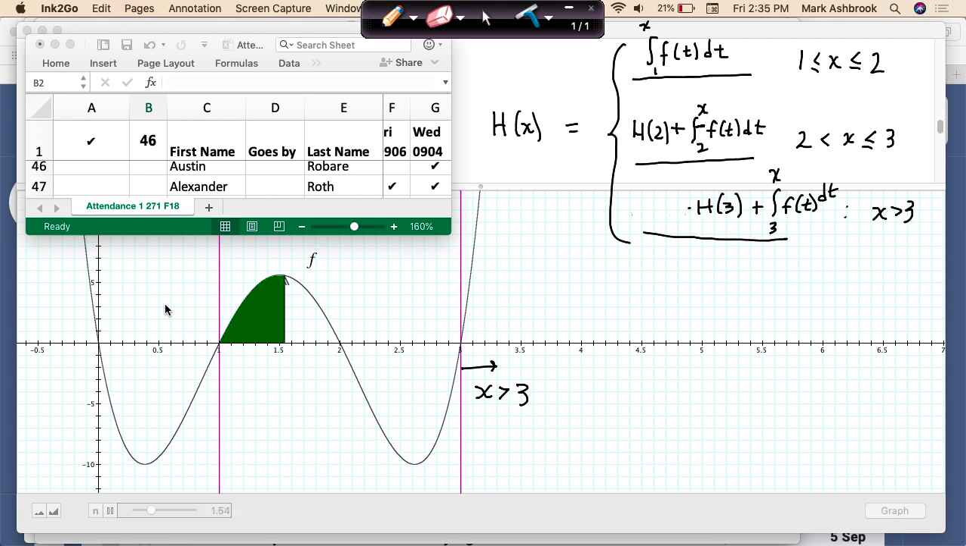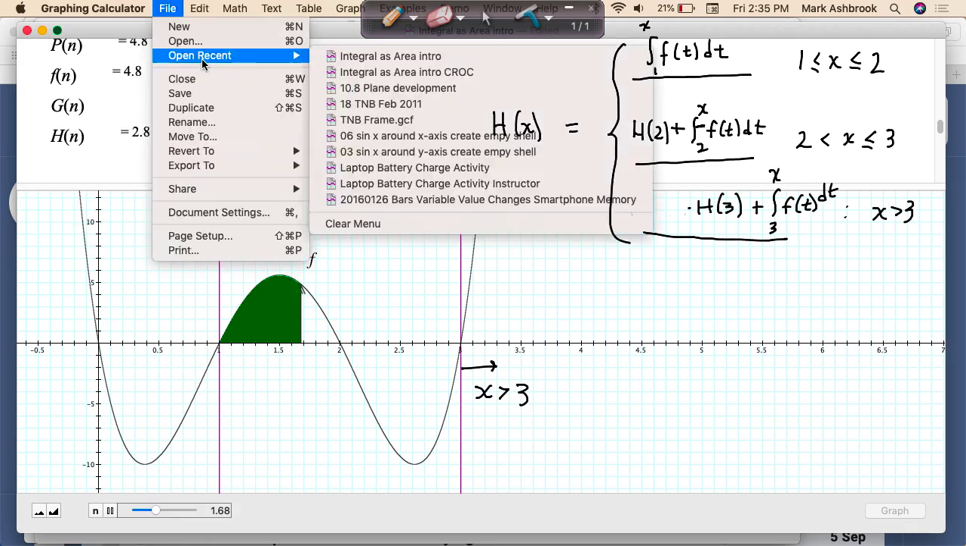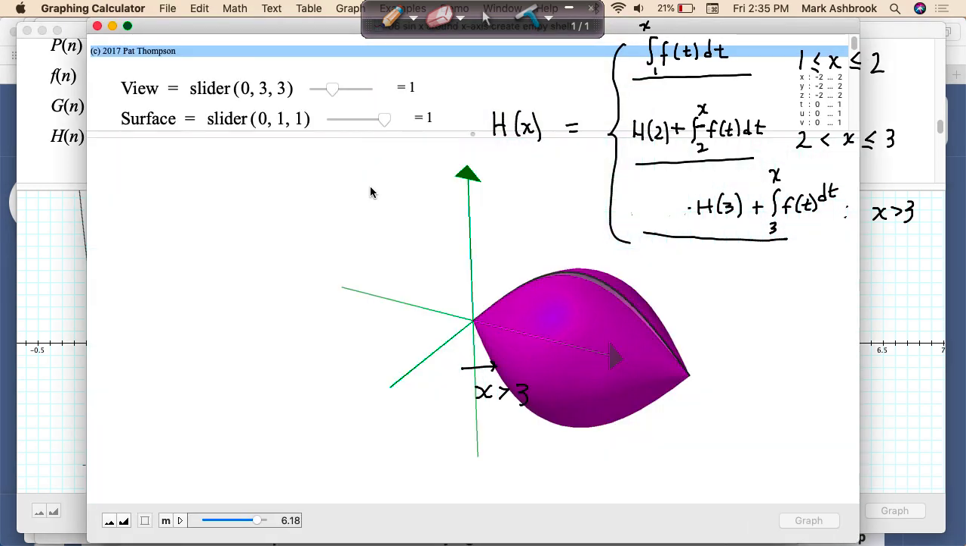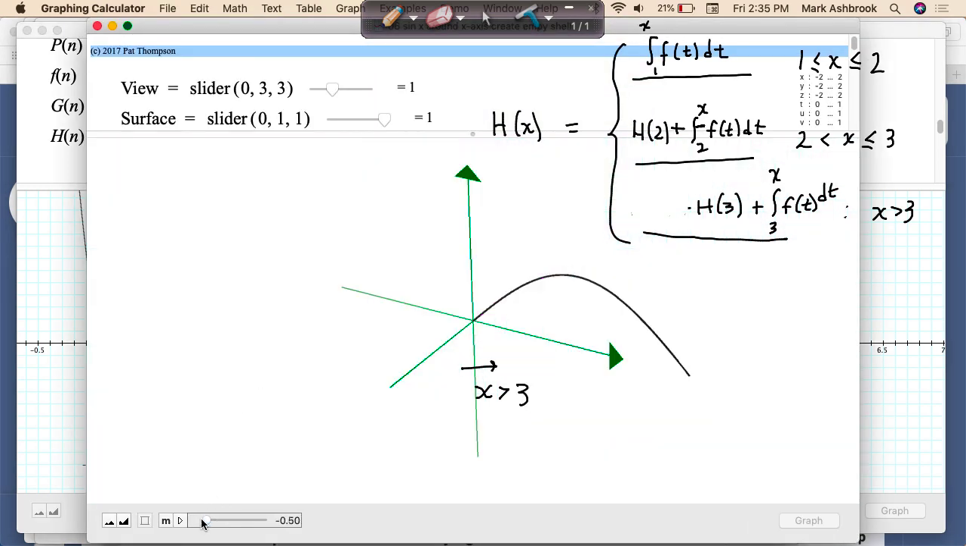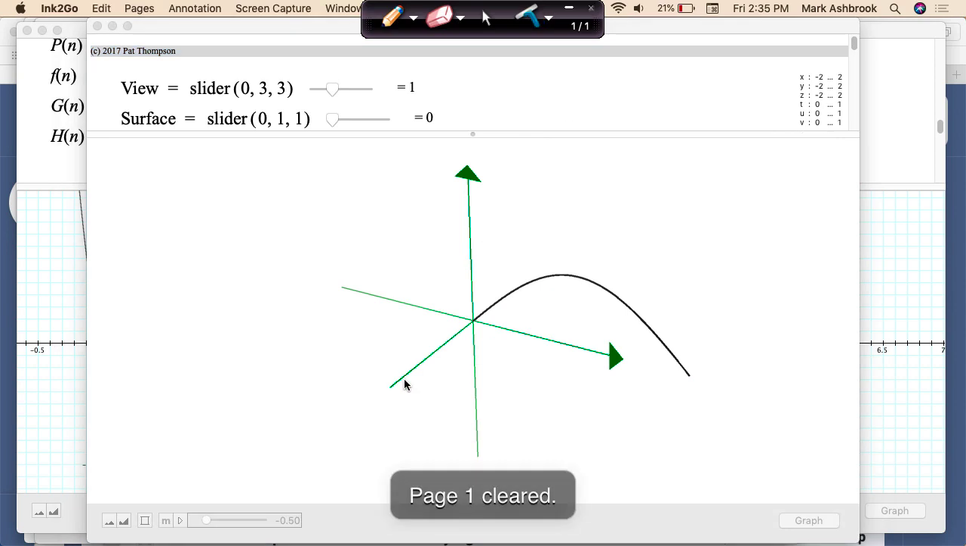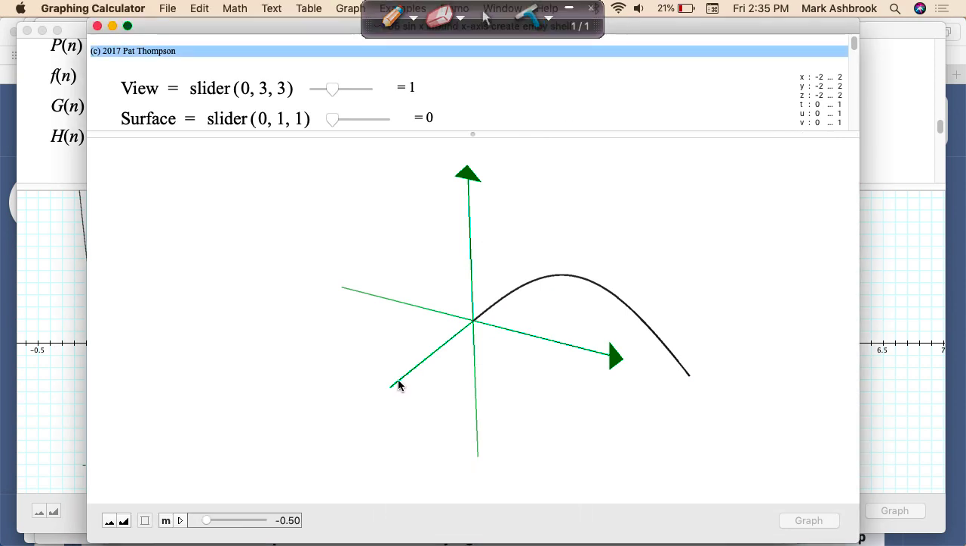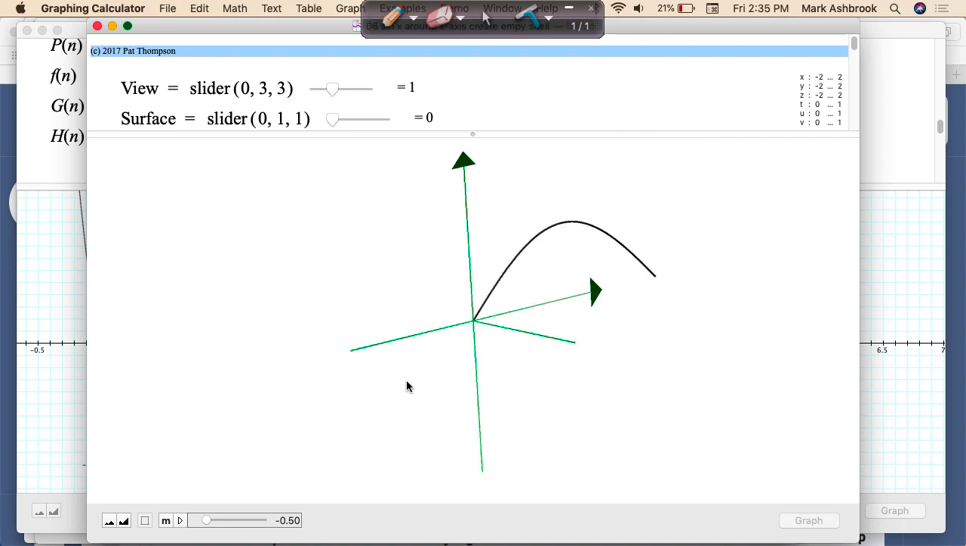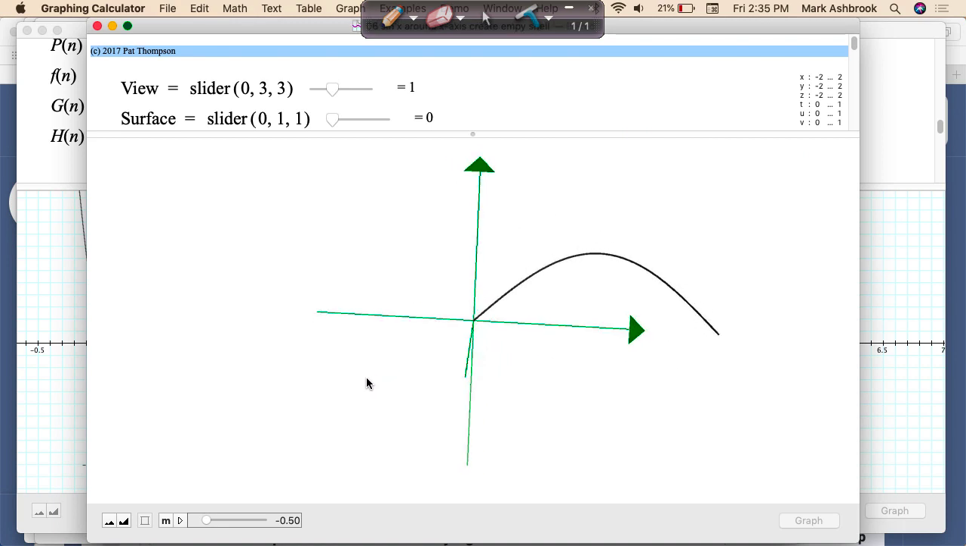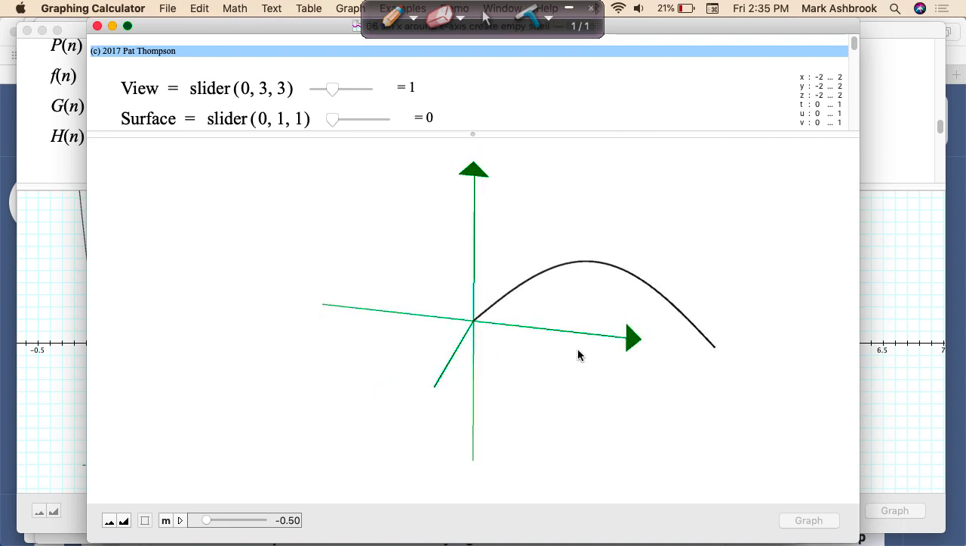Here's the gist behind that. To do accumulation of volume, here's the game plan. We're going to start with a curve. This is sine x. Here's our x-axis and our y-axis. Sine x from 0 to pi.